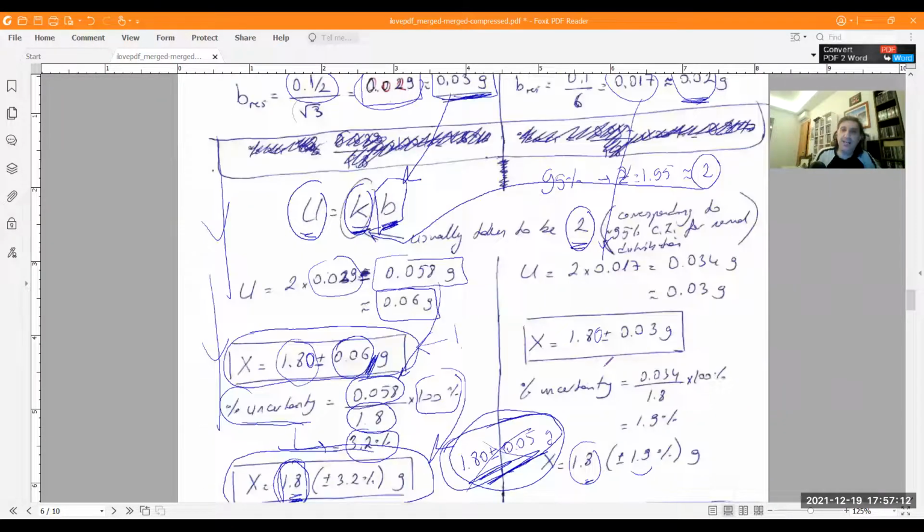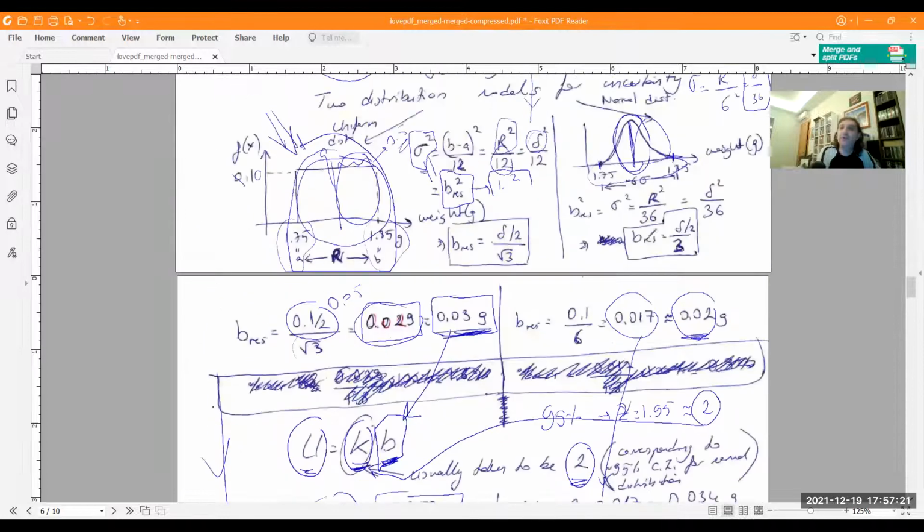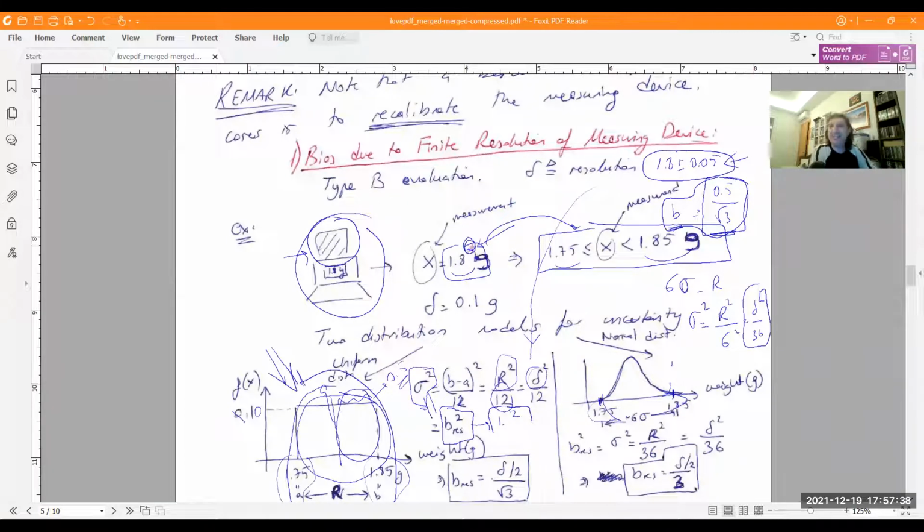Now, for this specific case, when it comes to a graduated cylinder, since indeed we have an idea about where this point lies between 16 and 17, I prefer to use a Gaussian distribution, because this point here, my best estimate, is more likely compared to those extreme values. Therefore, Gaussian distribution seems more appropriate to me. Compare it with this case. Since we do not see what's going on in this second digit after the decimal point, it is, from my point of view, better to use uniform distribution.